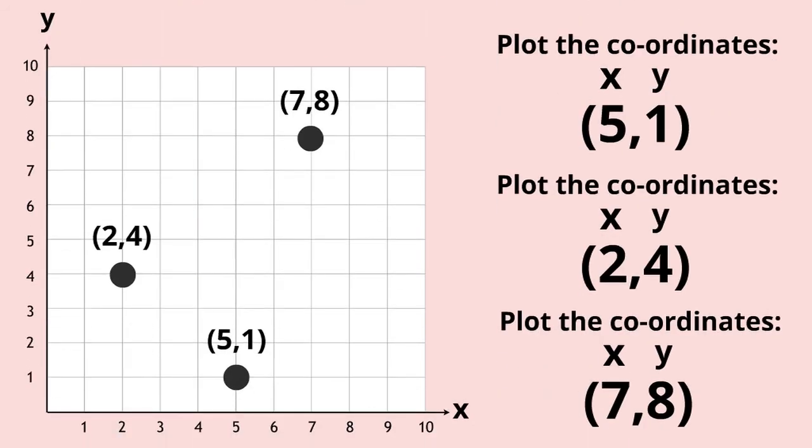So here's what you should have got. (2, 4) is here. (5, 1) is here, and (7, 8) is here. Remember, always the first number is the x-coordinate, the second is the y.